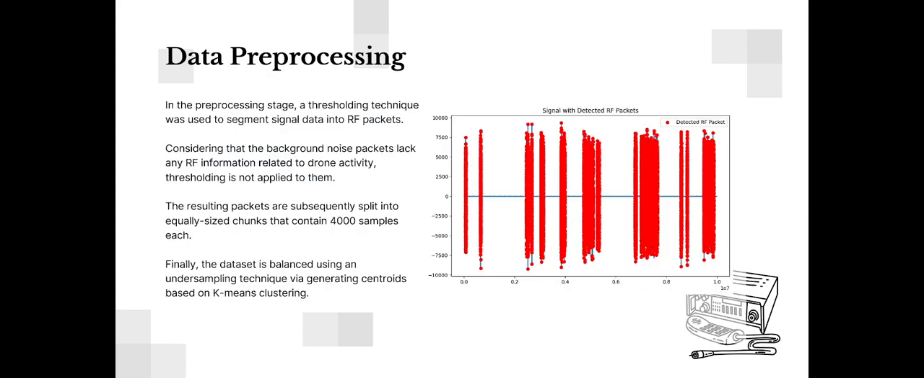At this stage, we apply a thresholding technique to segment signal data into RF packets. We apply such a technique only to the packets that include the drone information. Therefore, the background noise packets avoid such a thresholding technique. The resulting packets are then subsequently split into equally sized chunks that contain 4,000 samples each. And finally, we use k-means undersampling to reduce background noise class imbalance.